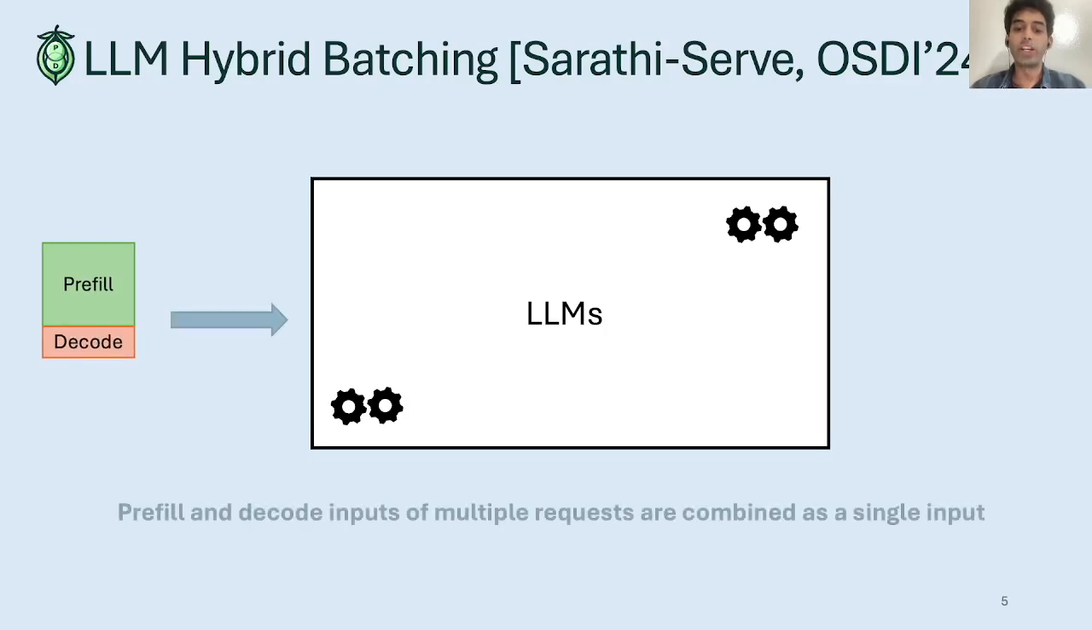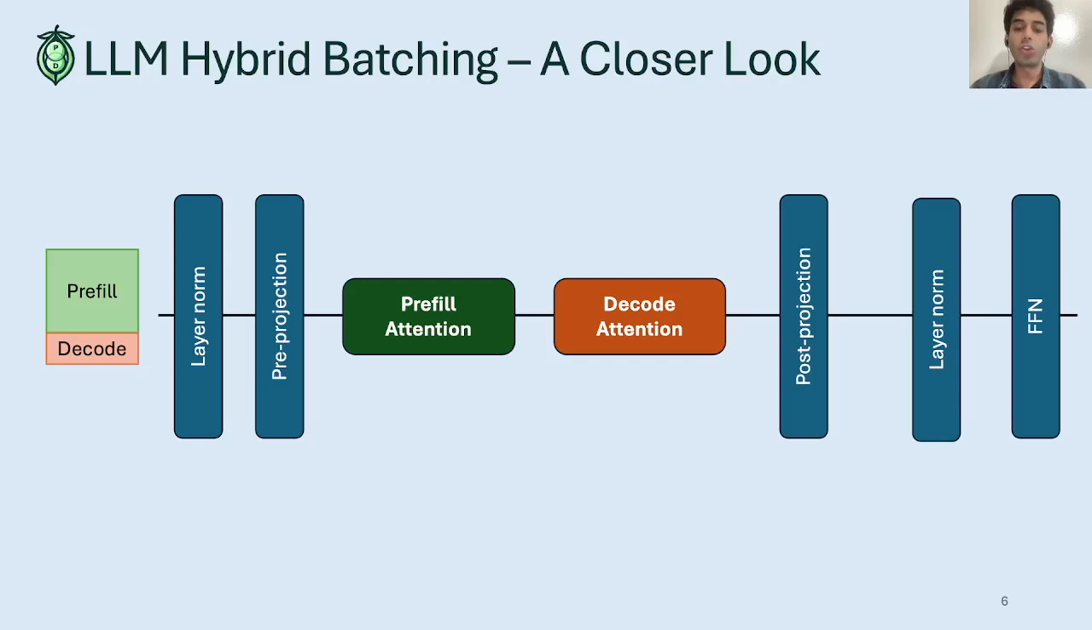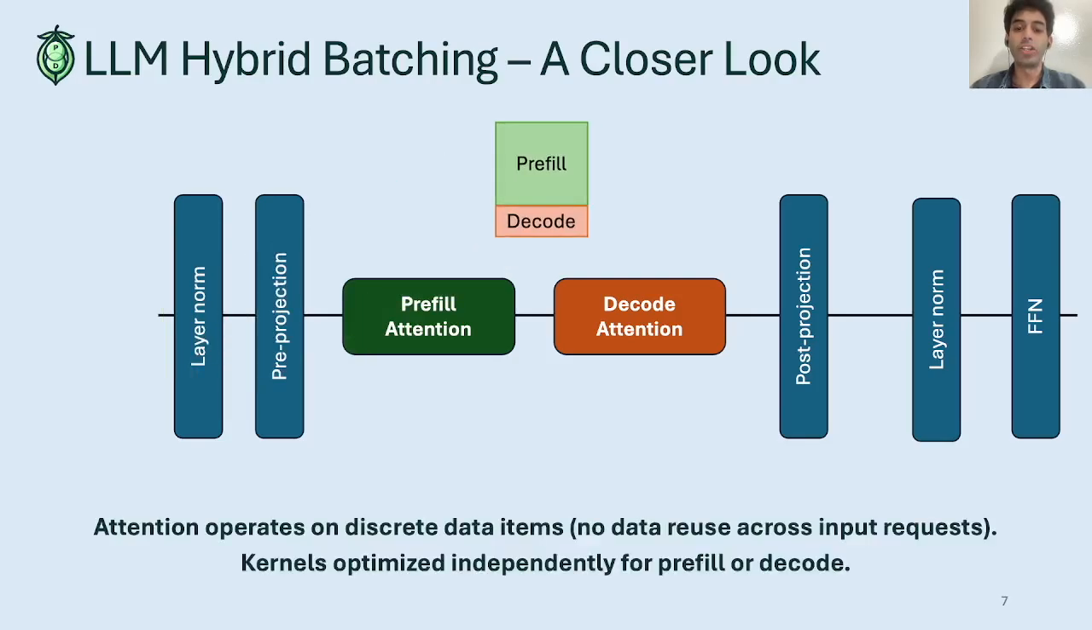In hybrid batching, multiple requests, prefill and decode, are combined and operated on by the same model weights. This improves overall throughput by reusing model weights and reduces latency. When we take a closer look at how hybrid batching is implemented in frameworks, we see that the reuse of model weights does indeed happen for operations like pre-projection. Unfortunately, for attention operations, each input is operated on by a separate data item called a KV cache, which isn't shared across requests.